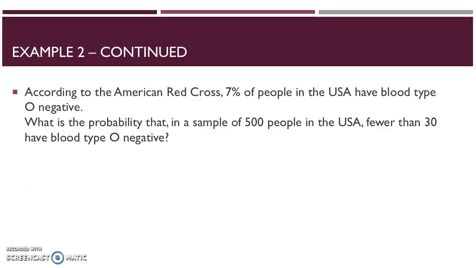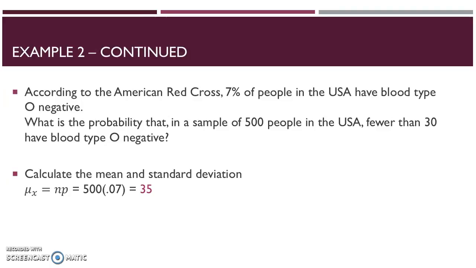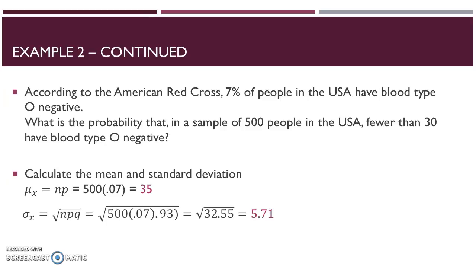Same problem. Next, I want to find the mean and the standard deviation. The mean is found by multiplying n times p. When you do that, you get 35. Standard deviation is the square root of n times p times q. I actually already calculated n times p times q in my first step, so I can just put that 32.55, take the square root, and I get 5.71. Those numbers will be needed when I eventually change to a z-score.